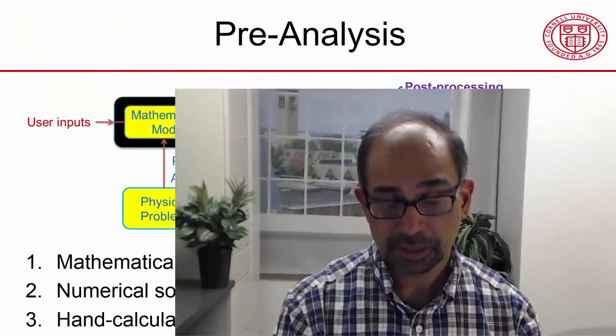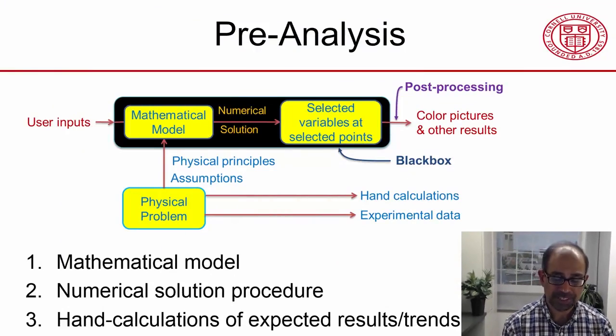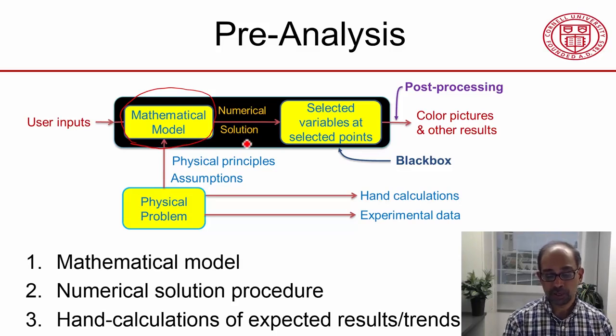If I go back to the pre-analysis framework that we saw before while discussing what's under the black box, the first thing we need to think about is what is the mathematical model to be solved. And then we'll talk about how to solve that mathematical model using the finite element method. The mathematical model consists of the governing equation, which is a differential equation, and boundary conditions. Let me talk about the governing equation.